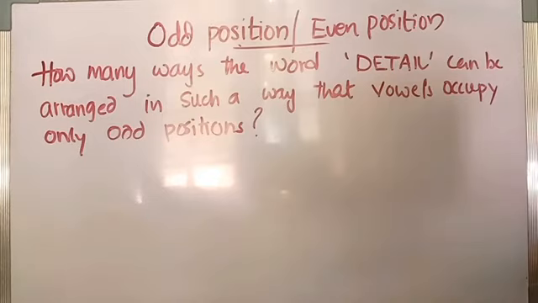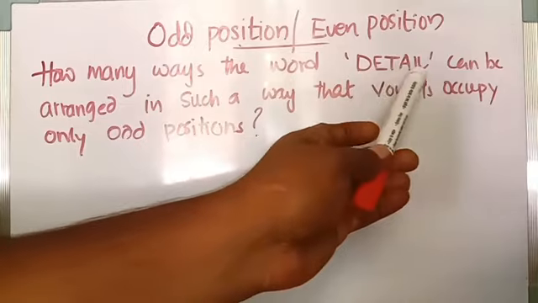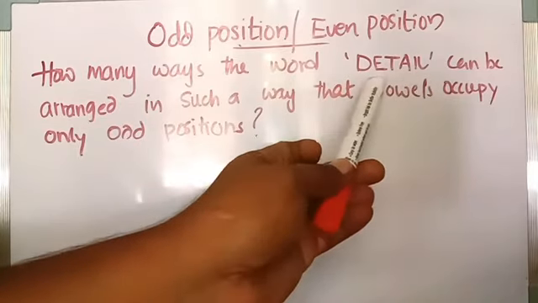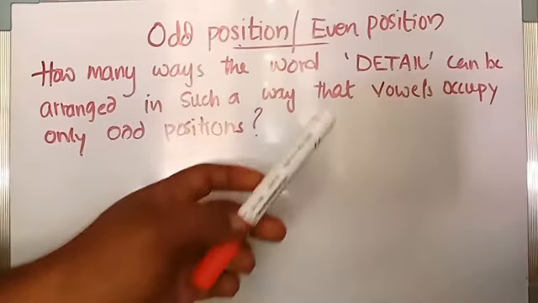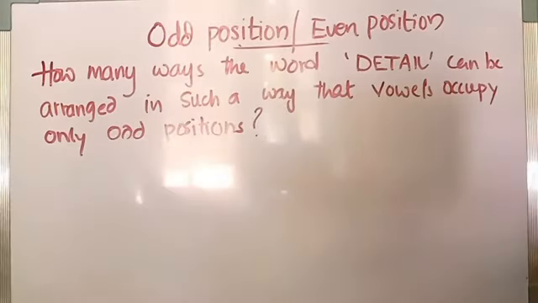So you might have come across questions like these. How many ways can the letters of the word DETAIL be arranged in such a way that the vowels occupy only odd positions? So vowels occupy odd positions.